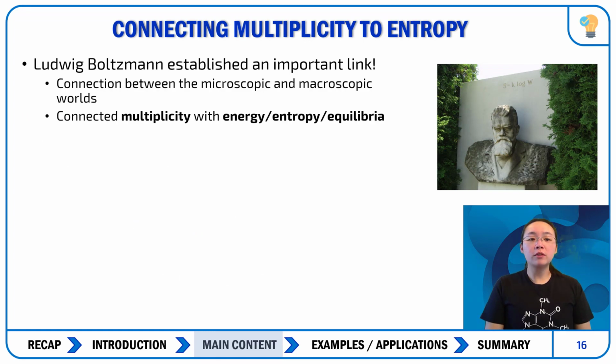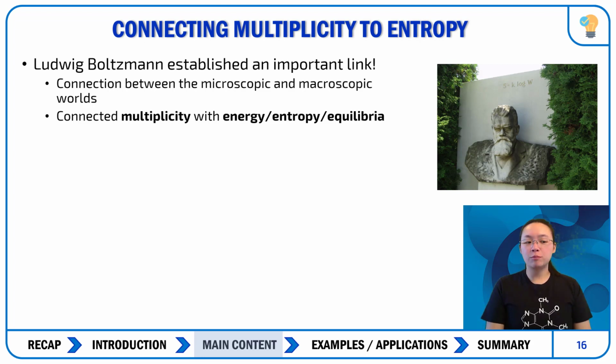Now, we talked about multiplicity and disorder. It's now time to find a connection between the two, since we're going to use this for the rest of the term. So Ludwig Boltzmann was the one who did this for us. He was able to make that connection. He was able to connect the microscopic world, so that would be through multiplicity, looking at the composition of sequences, to the macroscopic world, so that would be entropy and energy.